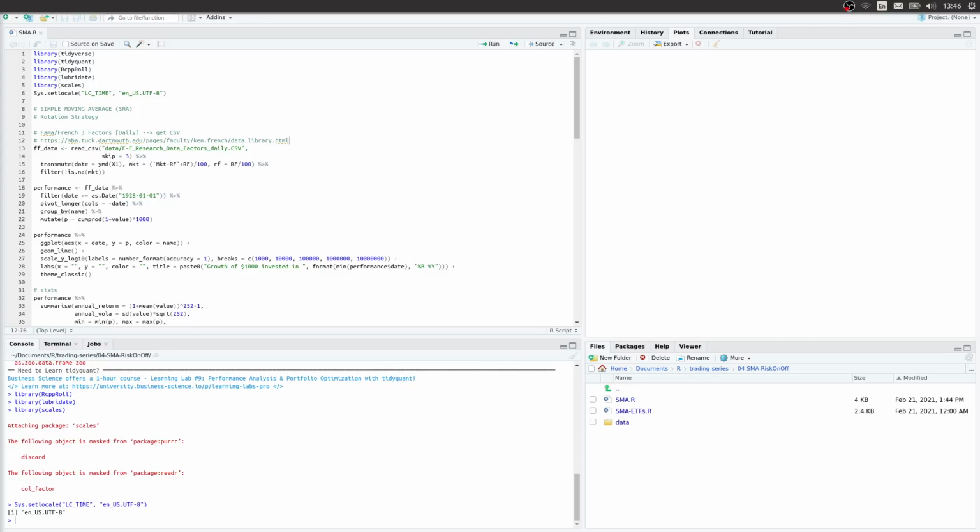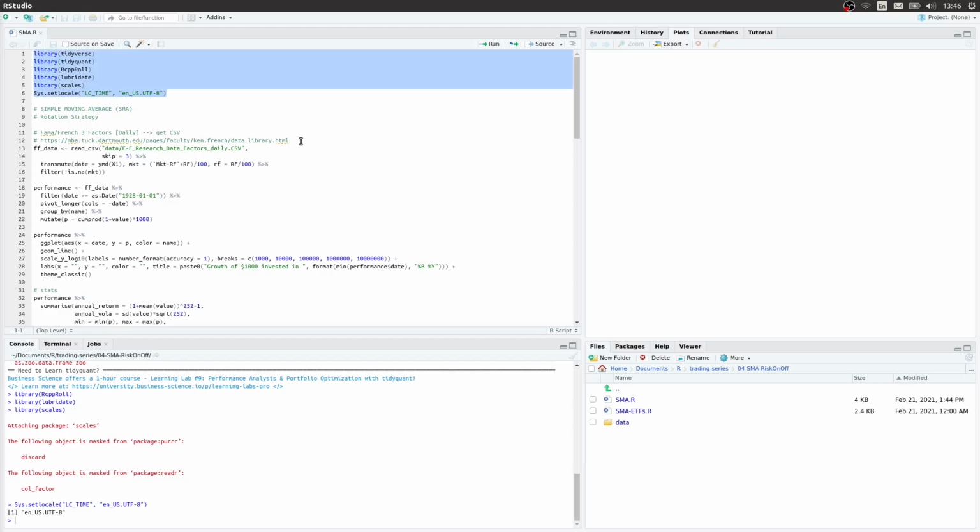Okay, welcome. So today I want to have a look at a pretty simple trading strategy based on the simple moving average. Basically a risk on, risk off strategy that states that if the market is trading above its simple moving average, you are invested in a market, and if it's below its simple moving average, well, you're not. You're invested in treasury bonds or in cash.